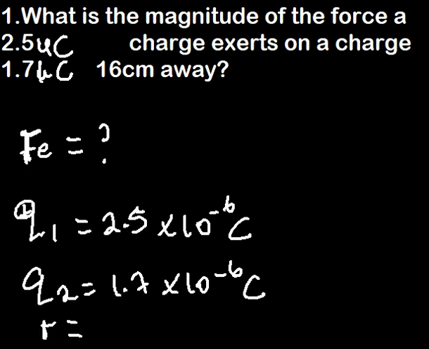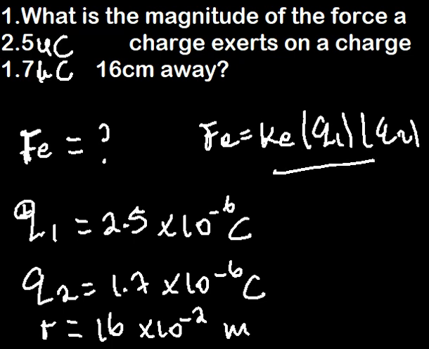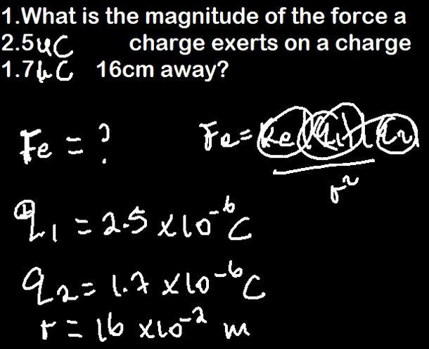And what is the separation distance? We have 16 centimeter, which has to be in meters, so that is times 10 to the power negative 2 meters. So how should we find this force? By the Coulomb's law, the force is given as the Coulomb's constant times the magnitude of the charges divided by the separation distance square. So try to work that out with your calculators, and the answer will be given in newtons.